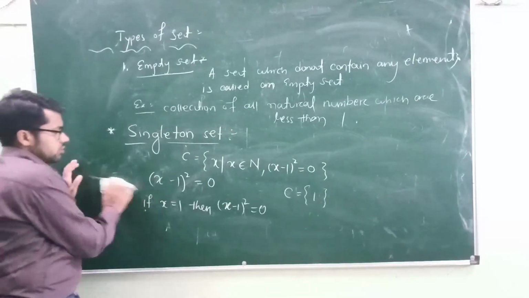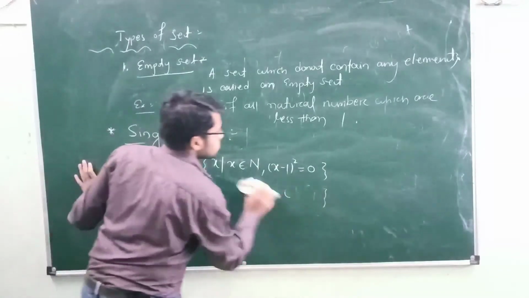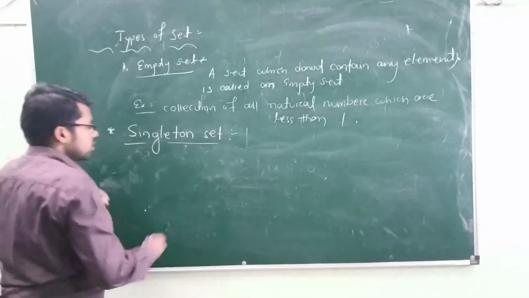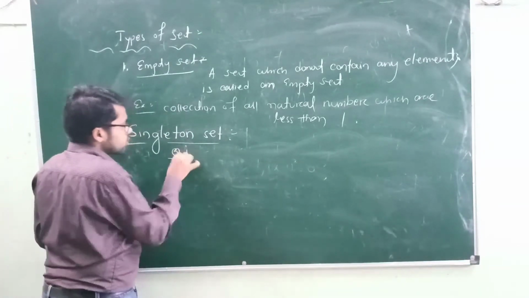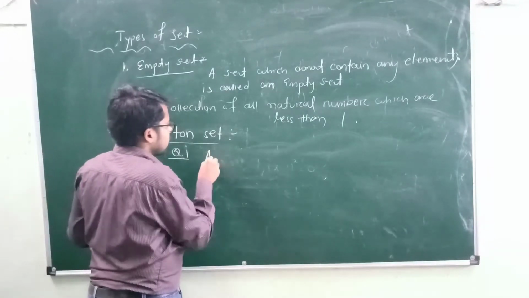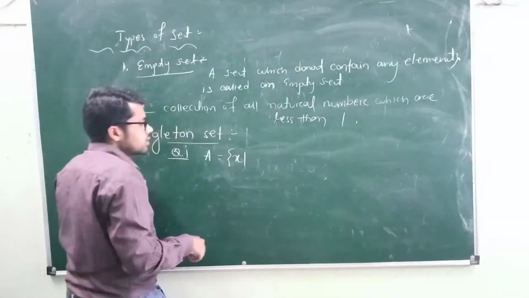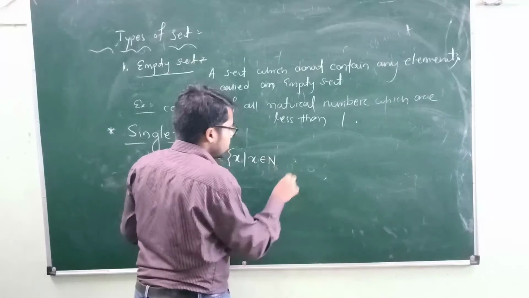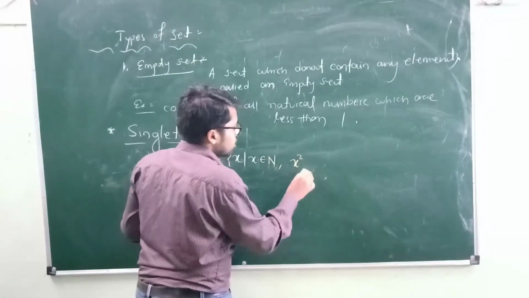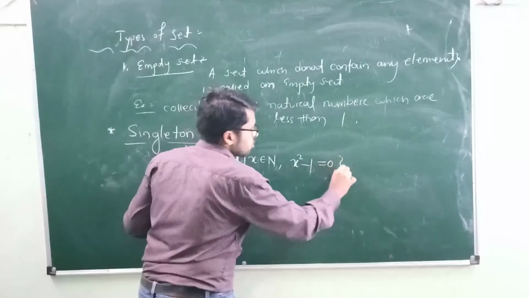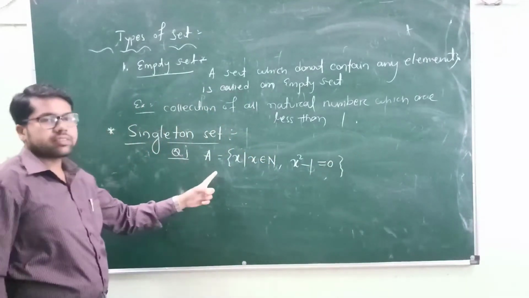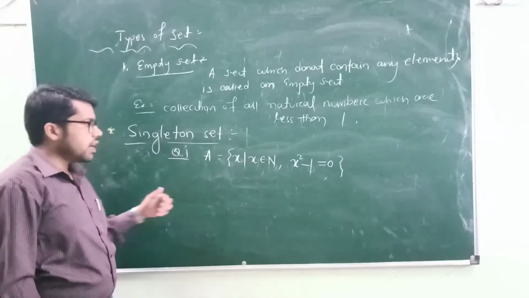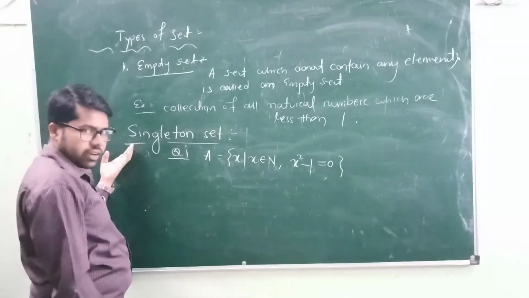Now there is one task, right in the question. Try to solve this question after this class. Okay, this is your homework. See, it's given x such that x belongs to n where x square minus 1 is equals to 0. This set is in set builder format. Try to write this set in listing method and find out whether it is a singleton set or not.